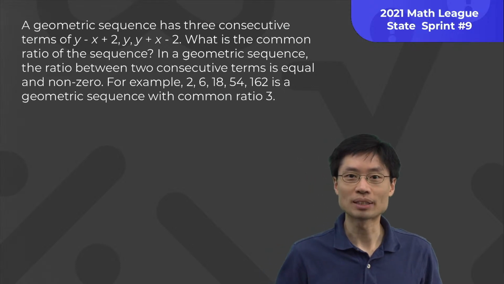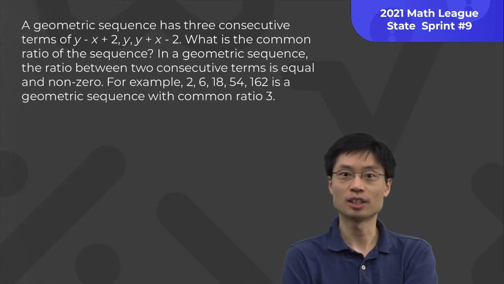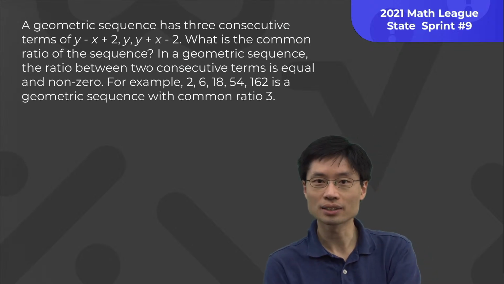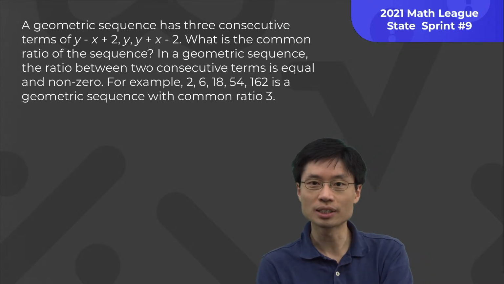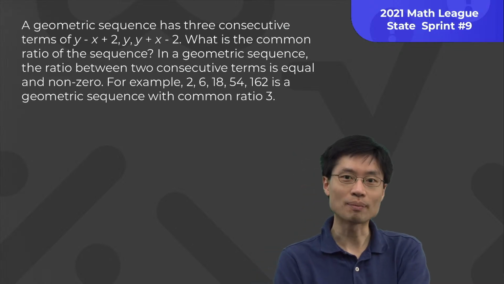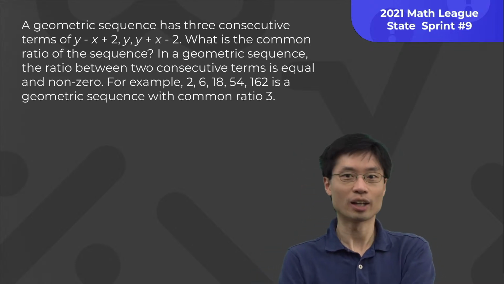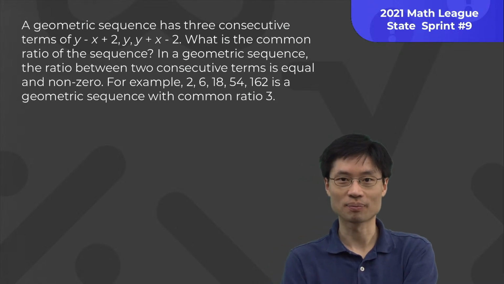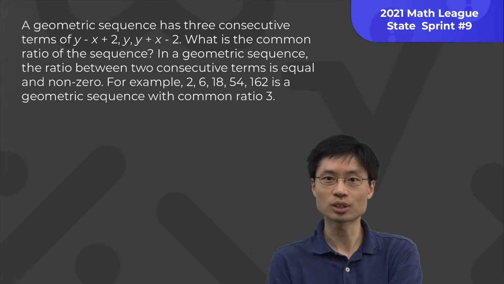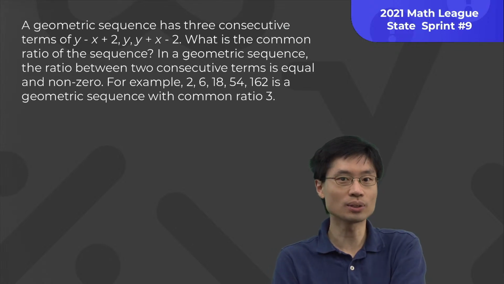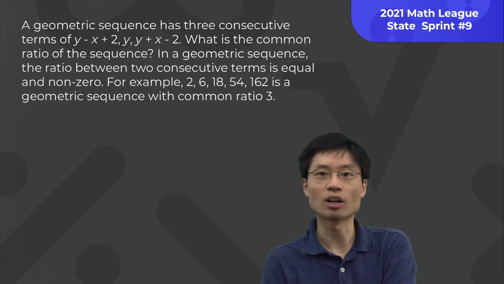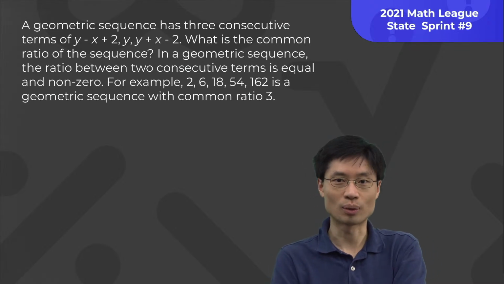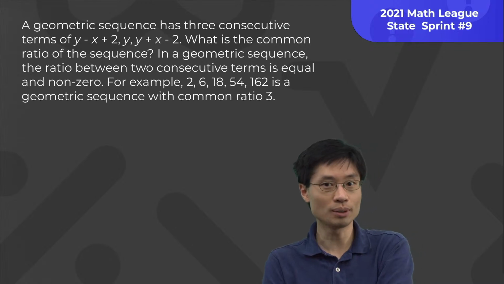Next, a geometric sequence has 3 consecutive terms of y minus x plus 2, y, and y plus x minus 2. What is the common ratio of the sequence? In a geometric sequence, the ratio between 2 consecutive terms is equal and non-zero. For example, 2, 6, 18, 54, 162 is a geometric sequence with common ratio 3.